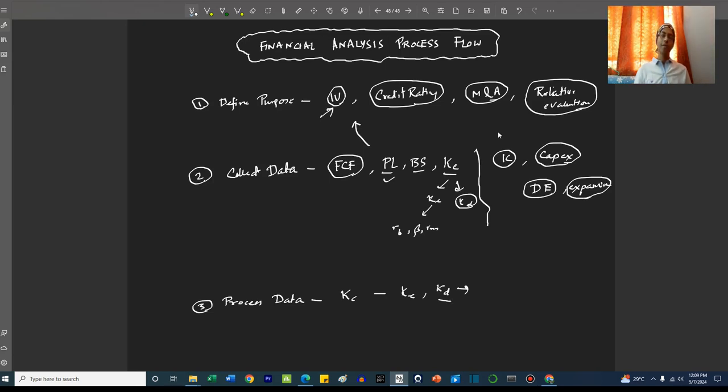We find out the cost of debt. For the cost of equity, let's say we use the CAPM method and we find it out, and then we do a weighted average of it to find the cost of capital. Weighted average, how do we find? We use the debt to equity ratio for that, right? So this is one way of processing the data.